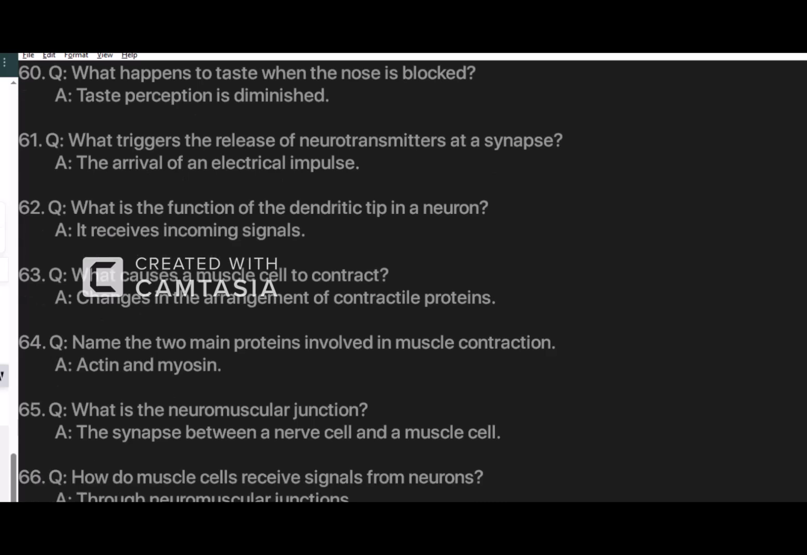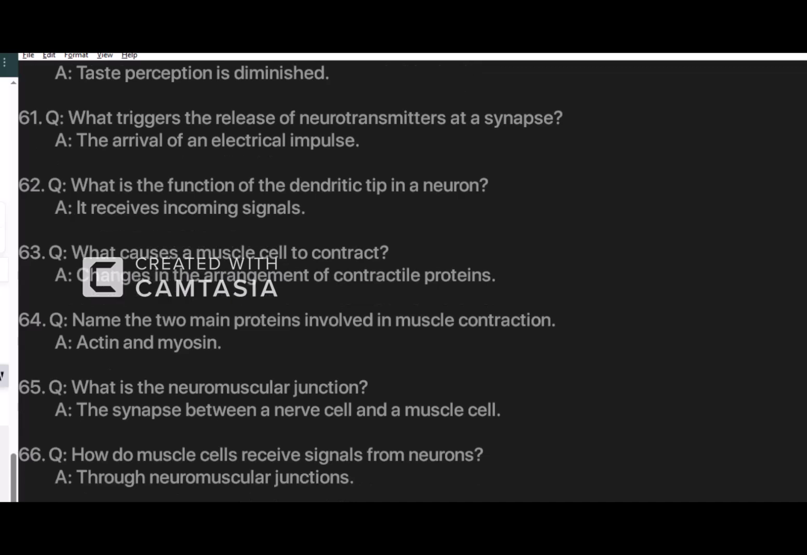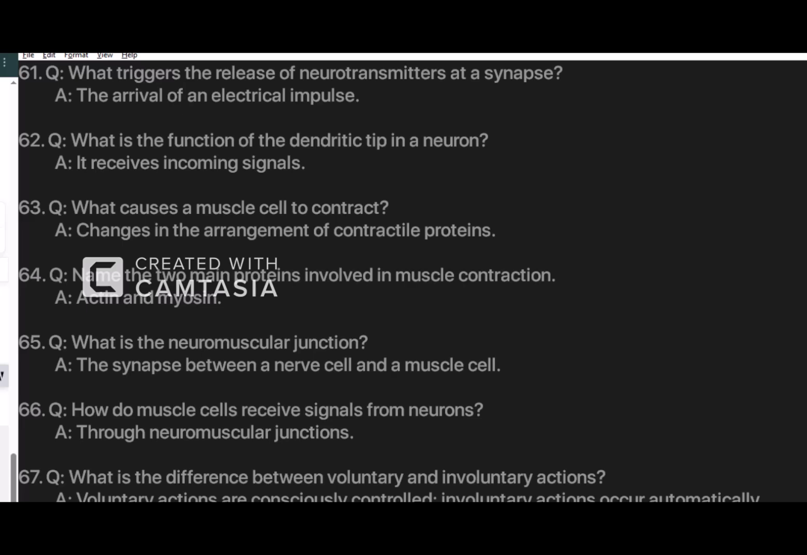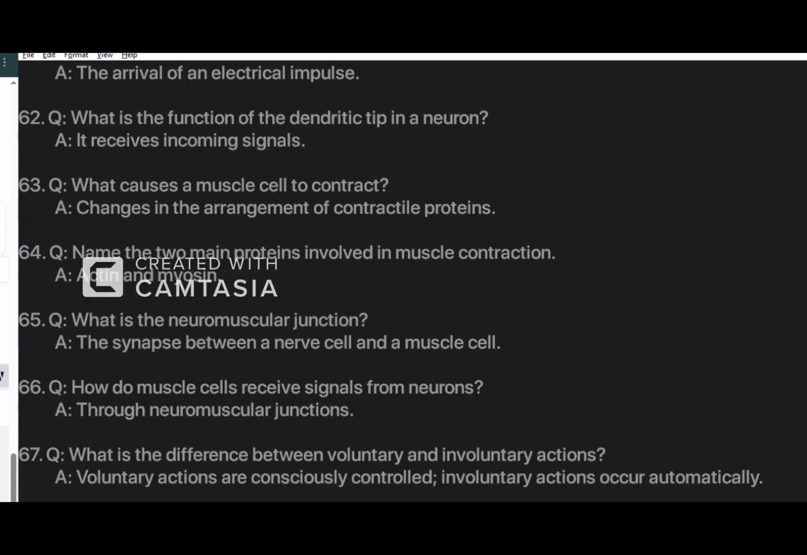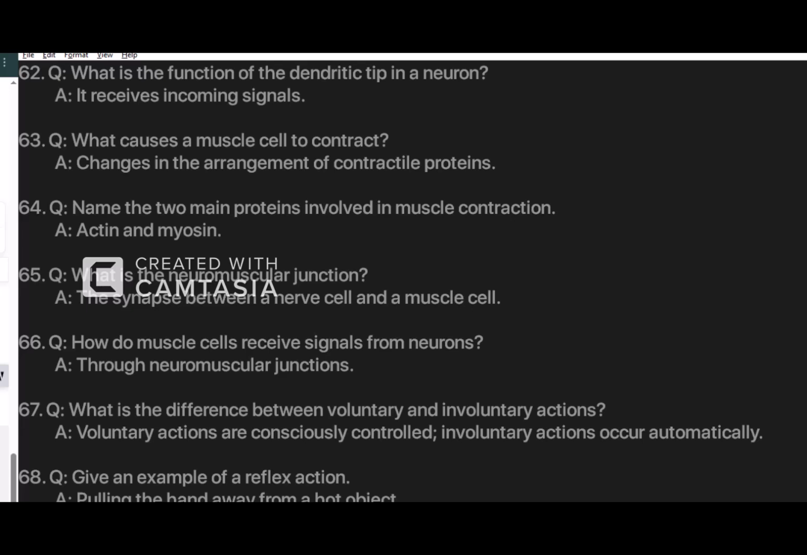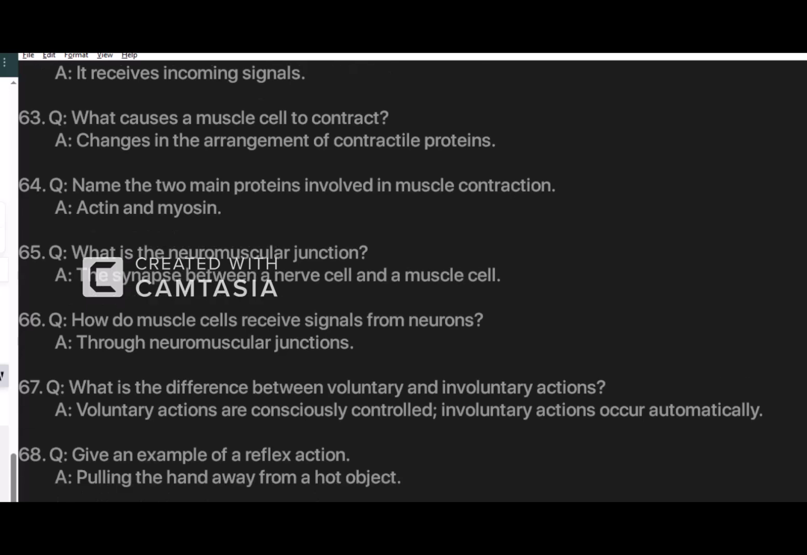66. Q. How do muscle cells receive signals from neurons? A. Through neuromuscular junctions. 67. Q. What is the difference between voluntary and involuntary actions? A. Voluntary actions are consciously controlled. Involuntary actions occur automatically.